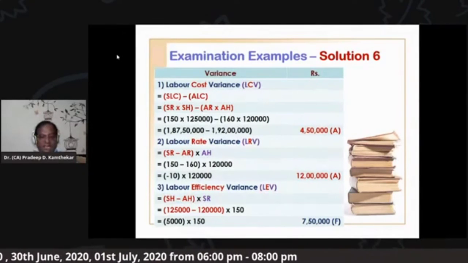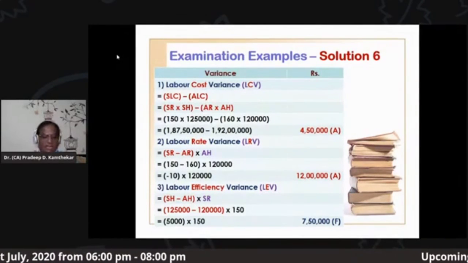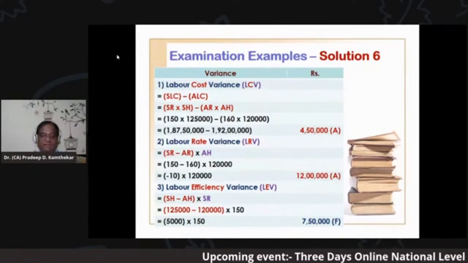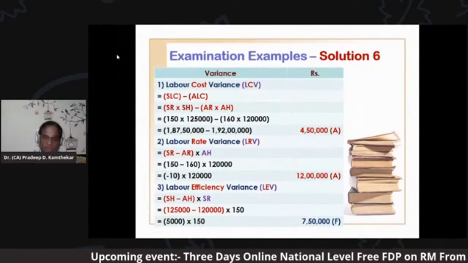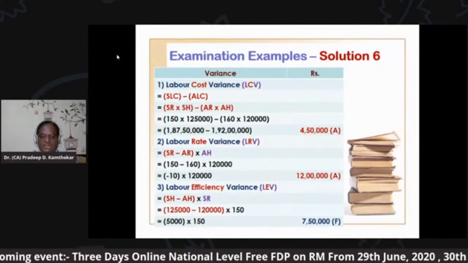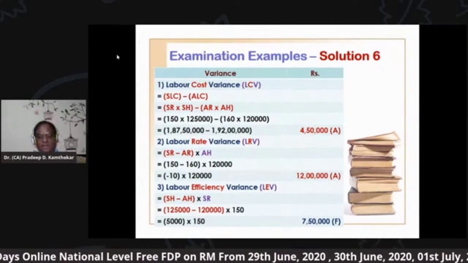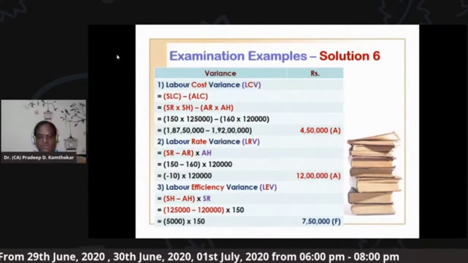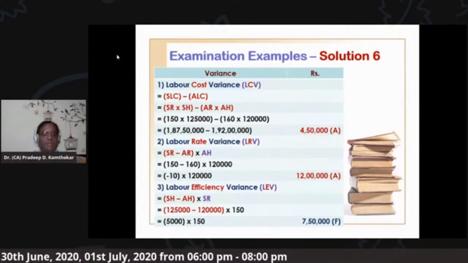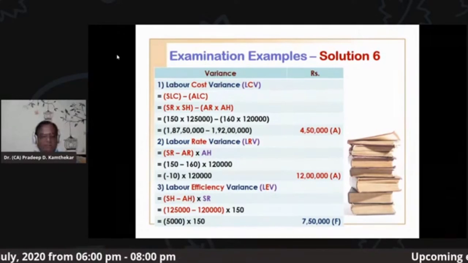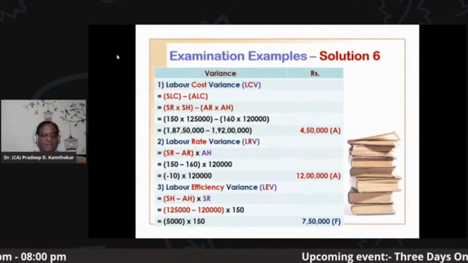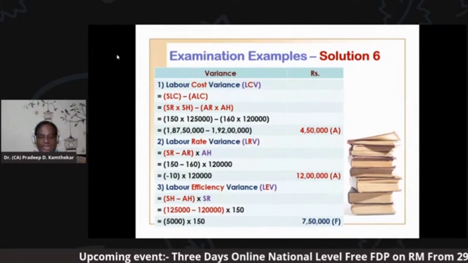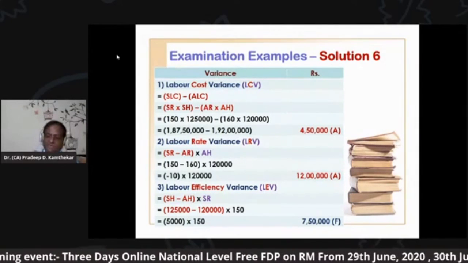Now friends, here labor rate variance is adverse. Labor efficiency variance is favorable. When you add these two, you can't add them like that. So we will subtract the lesser figure from the greater figure, that is 12 lakhs minus 7 lakh 50,000. So the difference is 4,50,000, and we will give the sign of the bigger figure, that is adverse. So the labor cost variance here is 4,50,000 adverse, that is 12 lakh adverse minus 7,50,000 favorable.